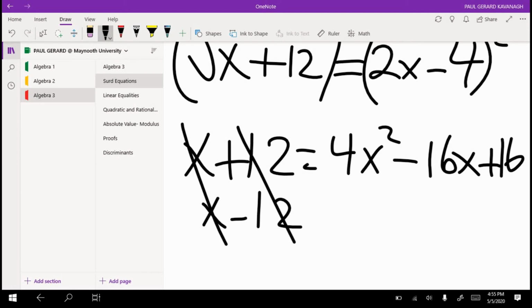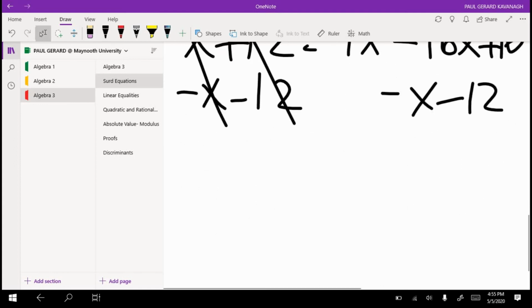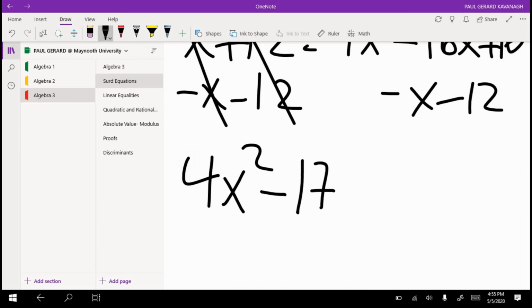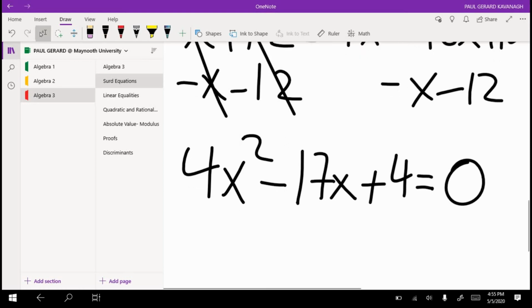This should be a minus as well, my bad, and on this side it's going to be minus x minus 12. So now we're going to find out what that is in a minute. Okay, so now our new equation is 4x squared minus 17x plus 4 is equal to 0. Okay, and now you can find your square roots, usual by the rule.